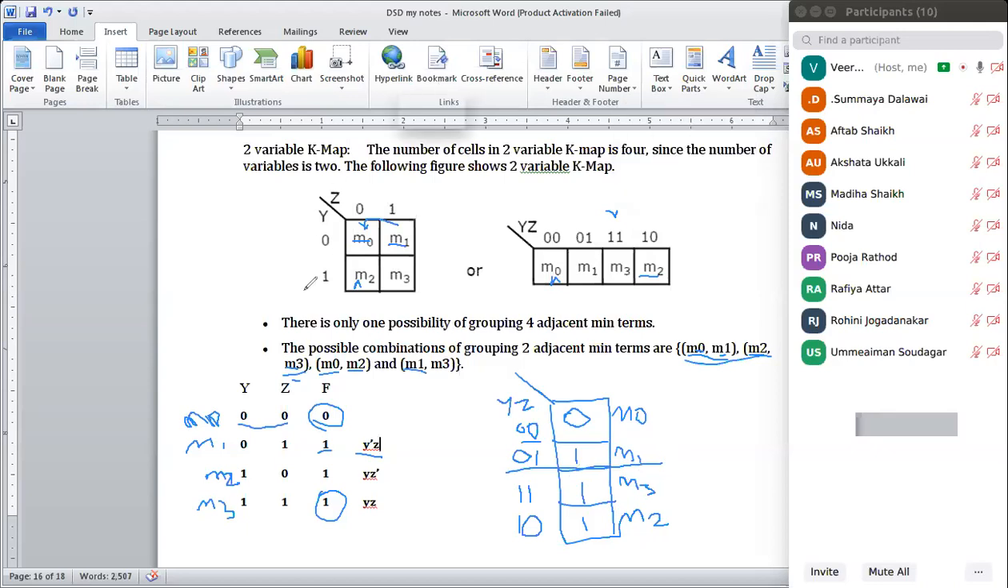Now tell me, what is the SOP form that I am going to get here? Sum of products. Directly from this truth table, what is the sum of products that I am going to get?